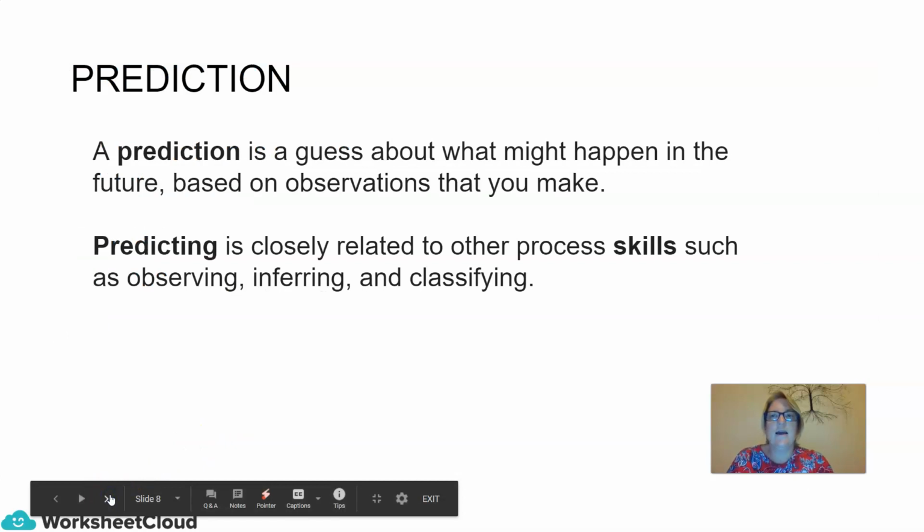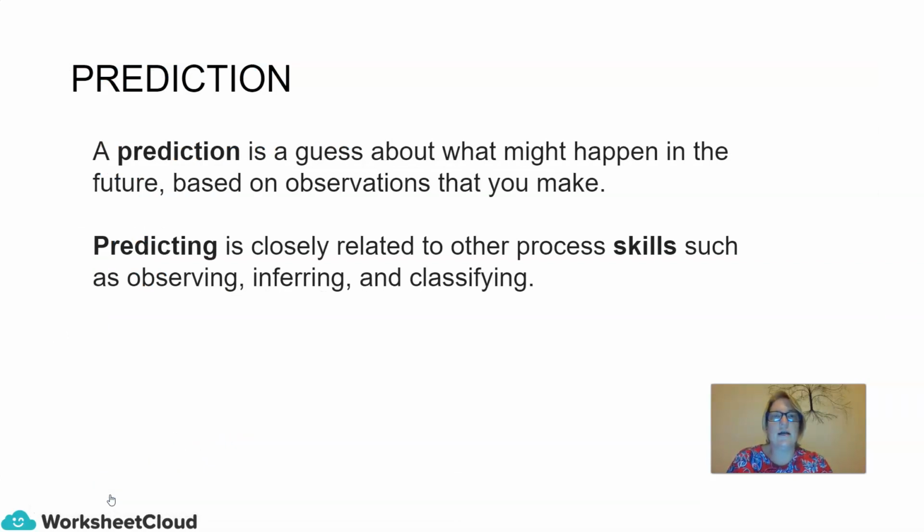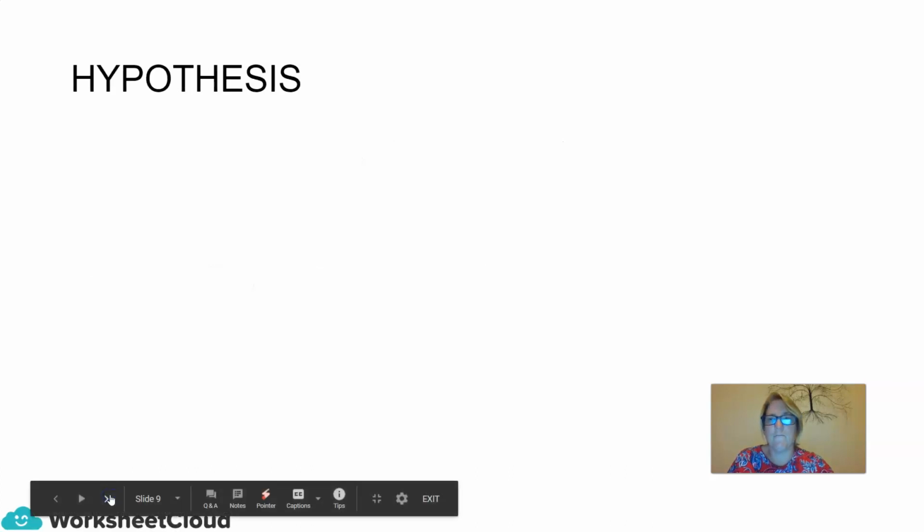So the first thing that I'm going to teach you is how to write a prediction, or what is a prediction. So a prediction is a guess about what might happen in the future, or what might happen in the scientific investigation. It is often based on the observations. So you are going to see something, smell something, touch, taste, feel, and from that observation, you are going to be able to relate it to other skills such as observing, inferring, or classifying.